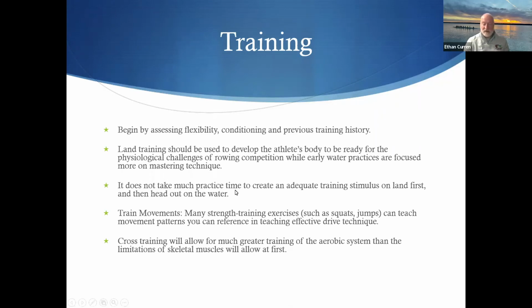I think the cross training is also going to allow for a much greater training of the aerobic system. The limitations are always at this point going to be skeletal muscle limitations, right? So the heart and lungs are able to take more stimulus anyway, and so by doing a mixture of different kinds of activities, you can really keep working the aerobic system without running into your limitations, which are generally going to be pain in the back or what have you.